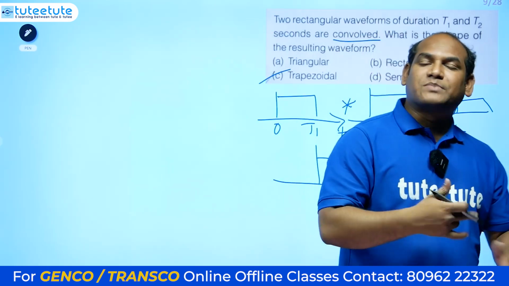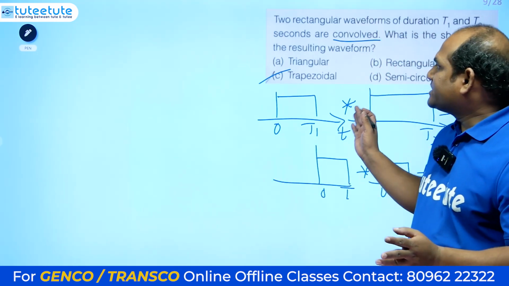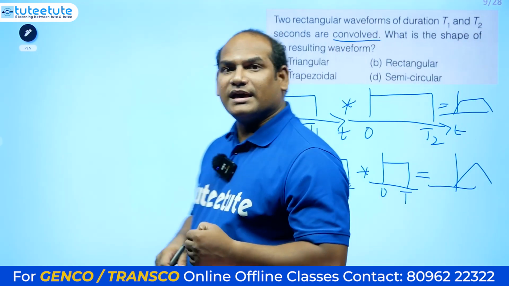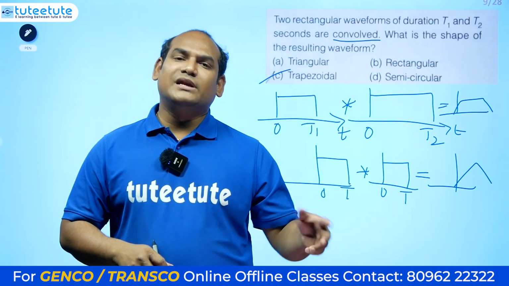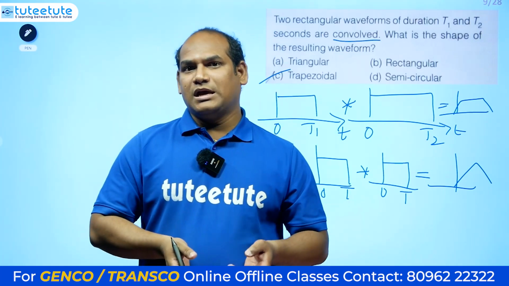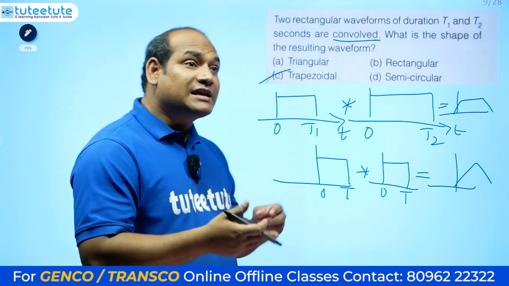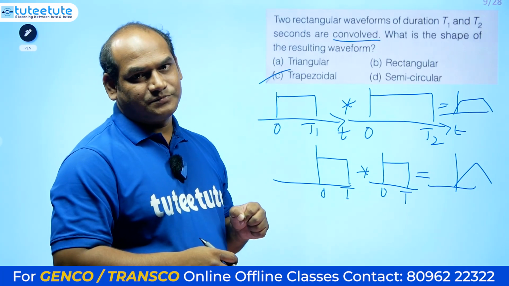You need to practice the problems. It is not just about remembering these important points, that convolution between two rectangle pulses of the same pulse width gives a triangle. You should not just remember it. By practicing you can understand the reason we are getting it like that.